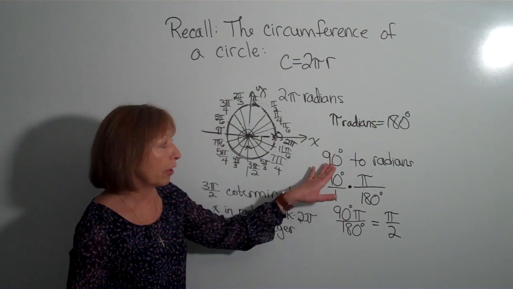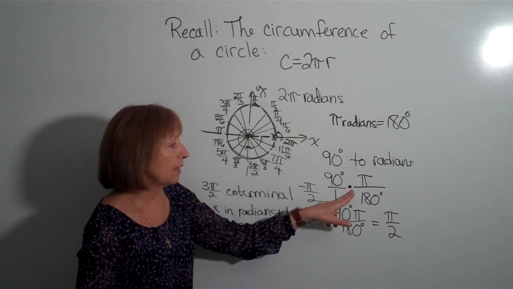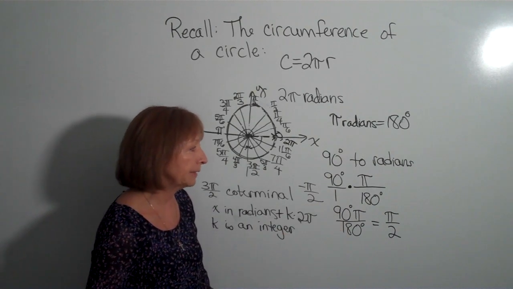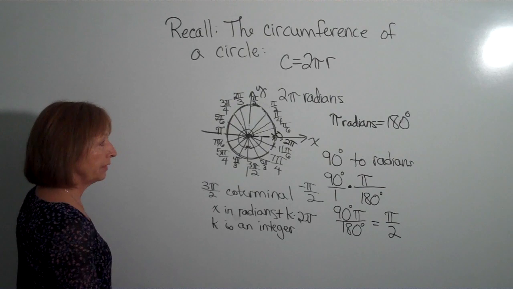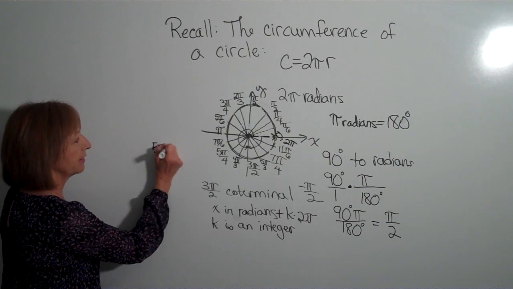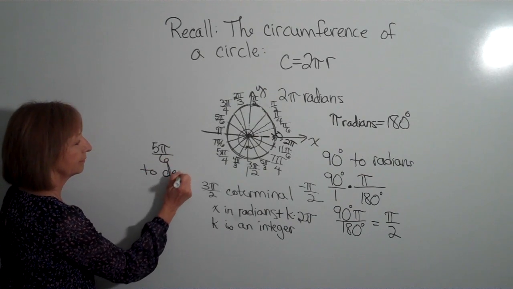So if I want to go from degrees to radians, I multiply so that the degree measurements will cancel out. I multiply by pi over 180. What if I want to go from radians to degrees? Let's say we want to go from 5 pi over 6 to degrees.